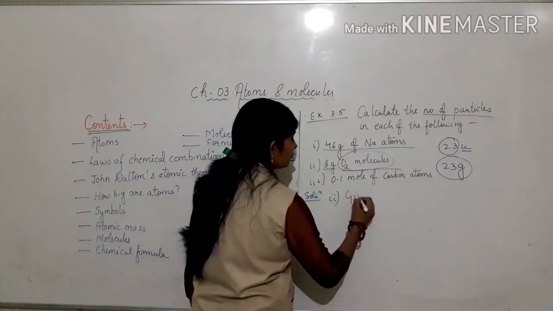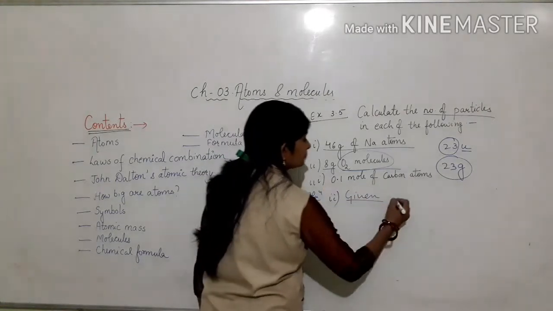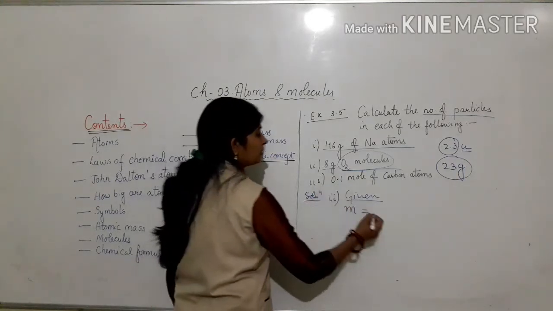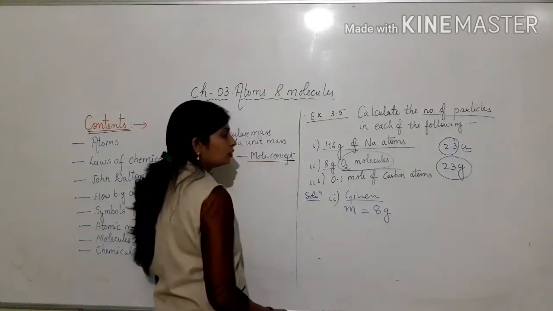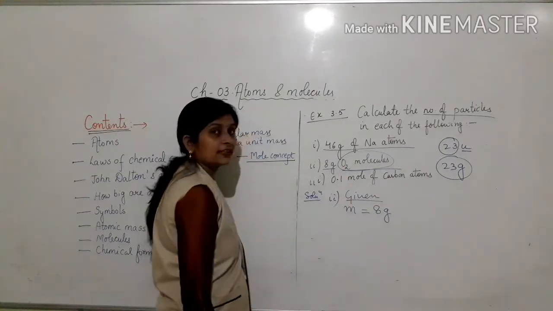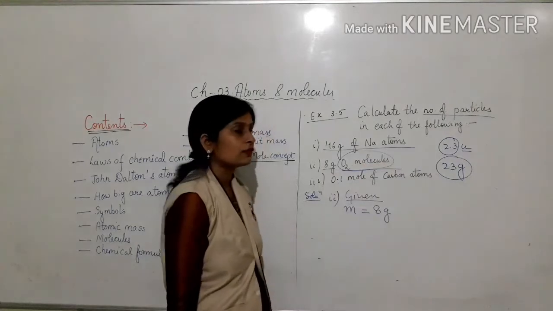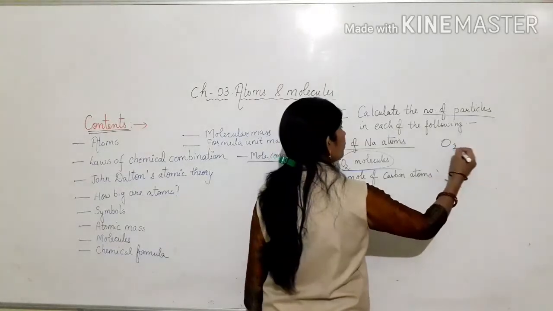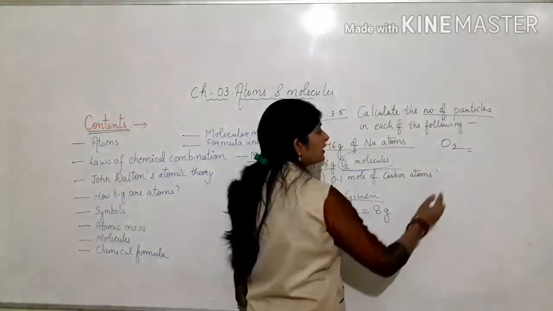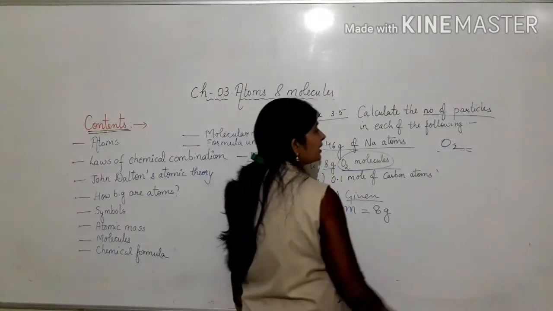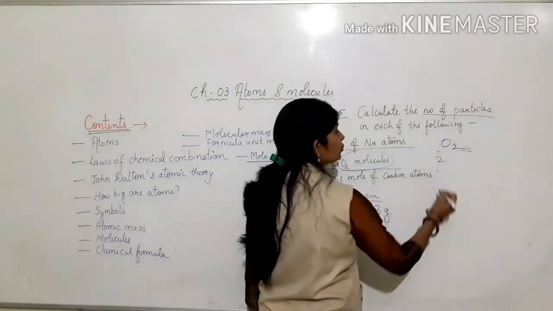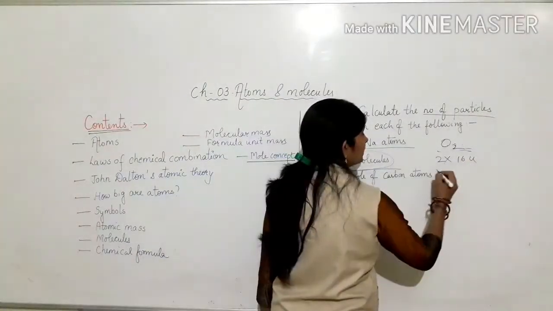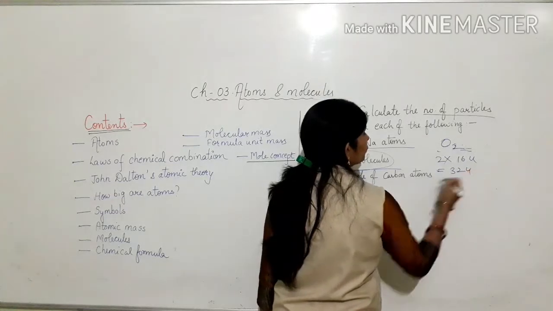Okay. So first of all, what is given? Mass, small m, means given mass, is 8 gram. Okay. Now what kind of particles are there? Oxygen molecules. So first of all, calculate its molecular mass. Oxygen molecule O2 has 2 oxygen atoms. One oxygen atom has mass 16U. So 2 oxygen atoms will have mass 2 into 16U, that is 32U.